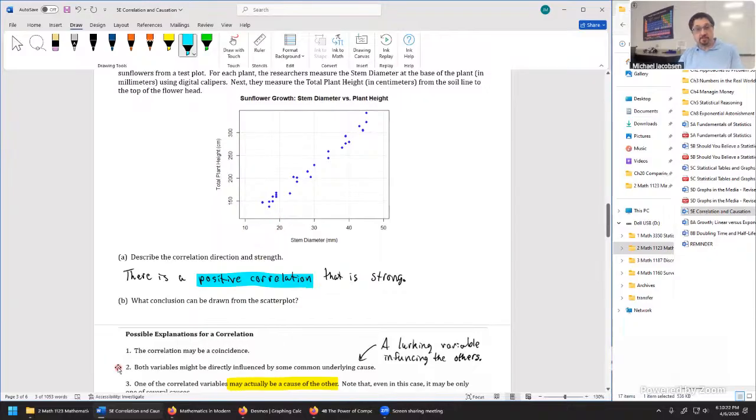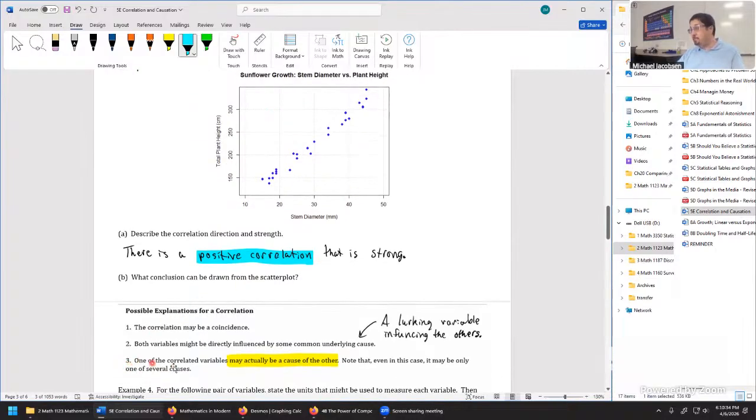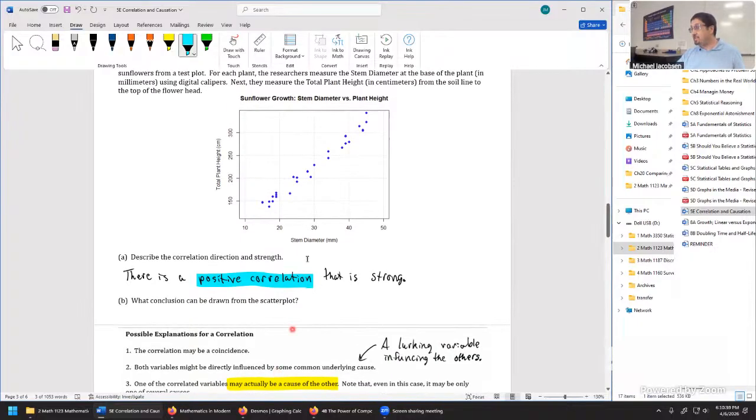So another possible reason for the correlation is they might be directly influenced by some common underlying cause. And that might be the case here, but it could just be that one variable is correlated with the other by cause and effect. And that could be the case on this one. It could be just the case that the higher stem diameter allows for and causes a higher total height on this particular sunflower. There's probably more variables that are important, like the soil nutrition, how much wind there is going to be in that region, and so on. But there might be a bona fide causal relationship between these two variables that we see here.